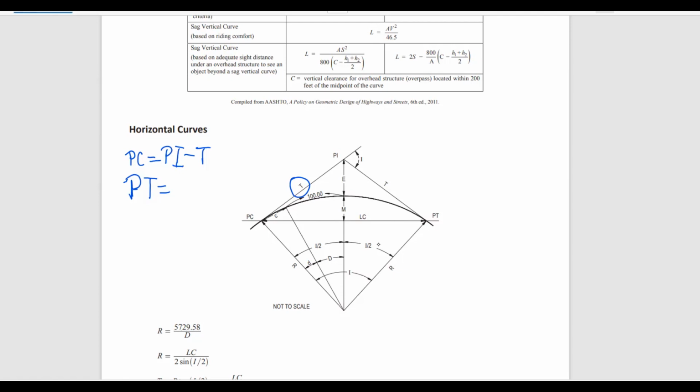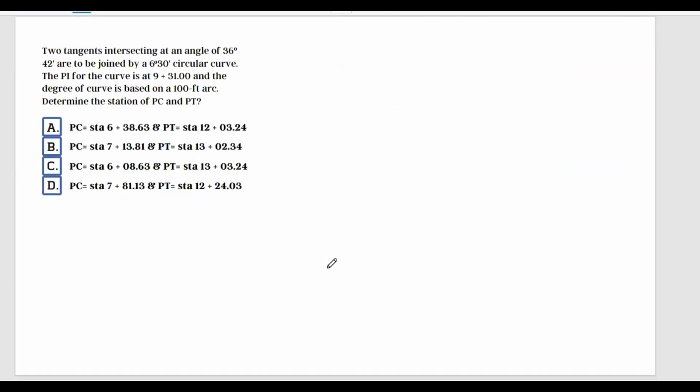Actually, in order to find PT, we have to come back to PC and add this arc over here, the length of this arc. So PT is going to be equal to PC plus length of the curve. So these are the two formulas that you are not going to find in the FE handbook, and it's a must for you to know them, to memorize them. So going back to our problem here, this is exactly what we are asked to calculate.